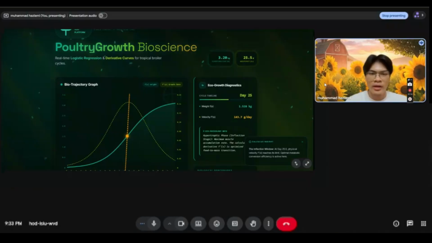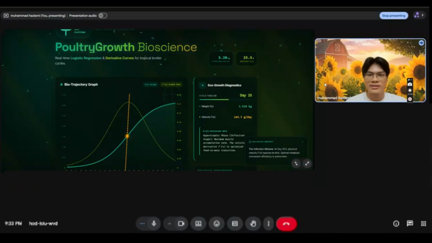In poultry farming, farmers need to understand how fast chicken gain weight during different stages of development. The challenge is the chicken growth is not constant. Growth changes every day, and farmers must determine the most efficient growth period. So, to solve this problem, I use a logistic growth function, f(x), which represents the estimated body weight of the chicken over time, and the derivative, which represents the instantaneous growth rate.